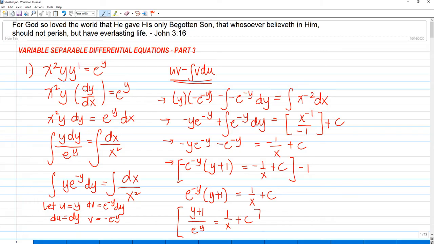If we multiply both sides by e raised to y times x, okay? So this would be our final answer: x times the quantity y plus 1 equals 1 plus cx, multiplied by e raised to y. Okay.